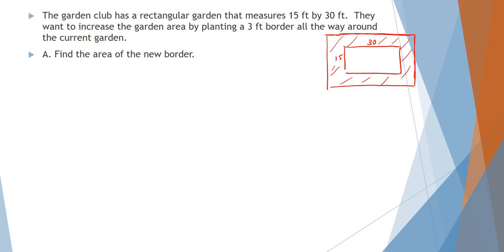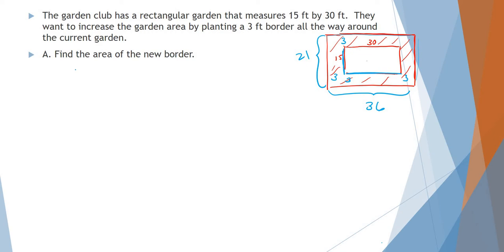First thing I have to do is find the new length of the sides. If this was 30 and I add 3 feet on each end, my new length is going to be 36. If this was 15 and I add 3 feet to the top and the bottom of it, this is now 21. So I'm looking for the area that I've shaded in red. Not the entire thing and not the middle, but just the area shaded in red. So to me, the best way to find that is to find the entire area of the whole shape and then subtract the area of the middle.